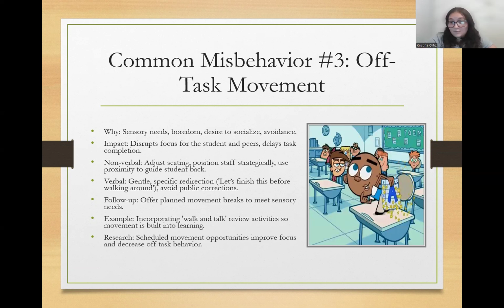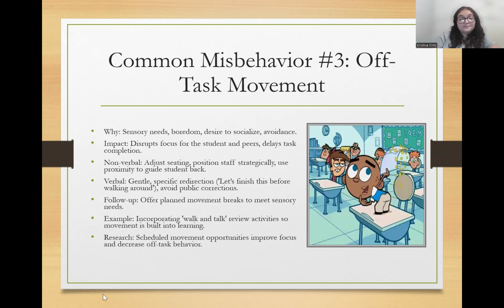So, we can plan those movement breaks. You do this, then we can take a break and have that movement break if needed. An example: incorporate walk and talk review activities so movement is built into learning. So if you know you have a couple students who like to walk around, maybe you build that into your lesson plan where we're walking and talking, going to different stations. Research: scheduled movement opportunities improve focus and decrease off-task behaviors.